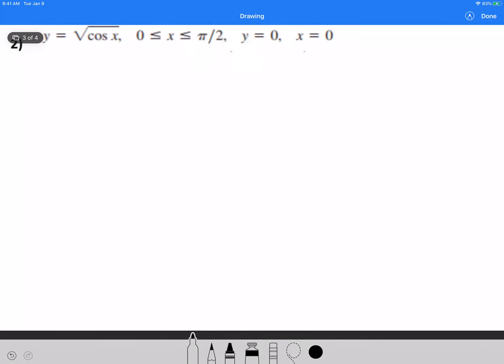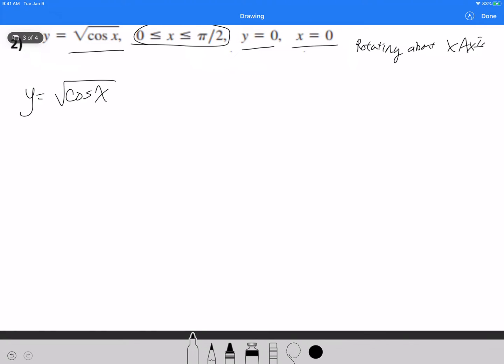Okay, there we go. All right, so y is equal to square root of cosine of x. And we're given the boundary 0 to pi over 2. Thank God for that. And then y equals 0 and x equal to 0. So we want to find out where this is rotating at. This question said generated about the x-axis, right? So we're rotating about the x-axis again when we're finding the boundaries between these three graphs and this given domain.